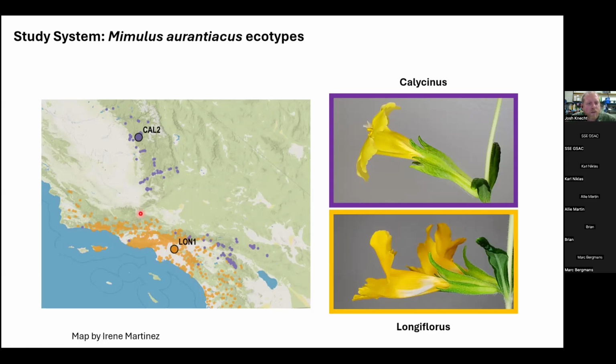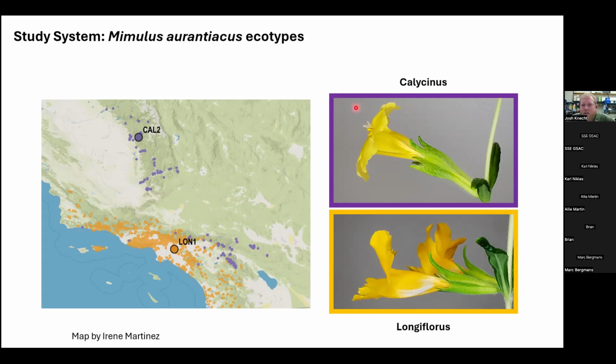And so these guys are spread from the Southern Sierra across the transverse range, with Calasinus getting out to the southwestern Mojave, Joshua Tree area, and Longiflorus in the western transverse range around Los Angeles. And there's been some reports of hybrids in this area here. My lab mate Rachel Kruger and I have been trying to look for potential hybrid populations. It's undetermined yet.